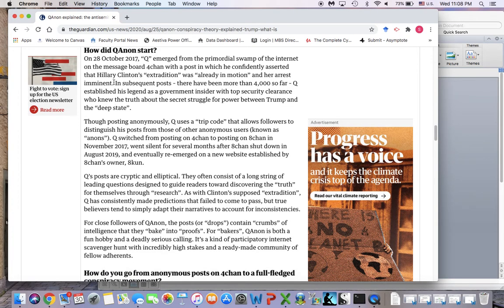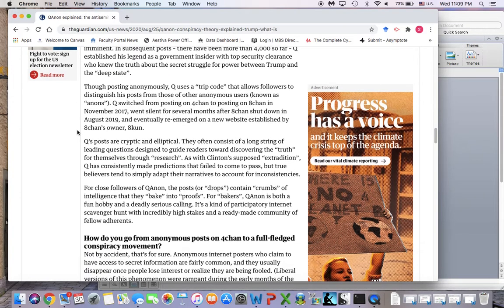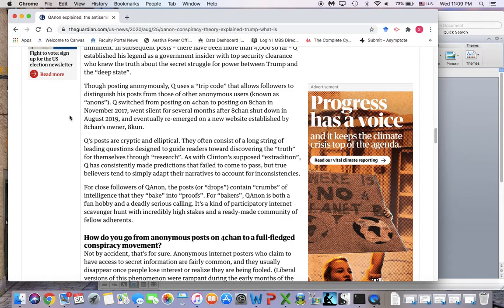so on 28 October 2017, Q emerged from the primordial swamp of the internet on the message board 4chan with a post in which Q was a person, he confidently asserted that Hillary Clinton's extradition was already in motion and her arrest imminent. In subsequent posts, there have been more than 4,000 so far, Q established his legend as a government insider with top security clearance who knew the truth about the secret struggle for power between Trump and the deep state. Okay, so that's the origin. So we had this guy named Q on 4chan. So he made a bunch of predictions.